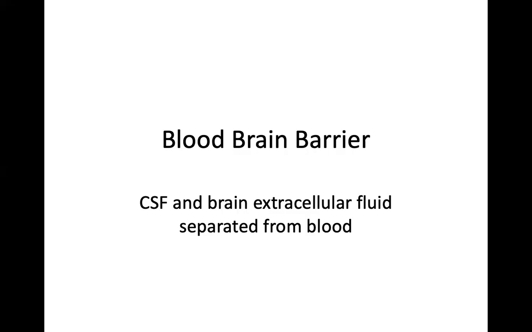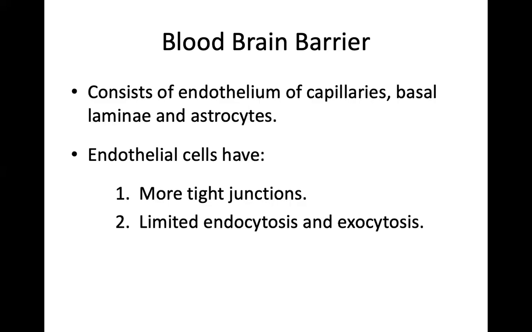Blood-brain barrier, BBB, triple B. Cerebrospinal fluid and brain, the cellular fluid separated from blood. Think about it. Blood is going through the capillaries, blood vessels, veins, and arteries, but they should not have direct access to brain, right? It should be protected. And that protection is given by capillaries, the wall of the capillaries, basal lamina, and astrocyte.